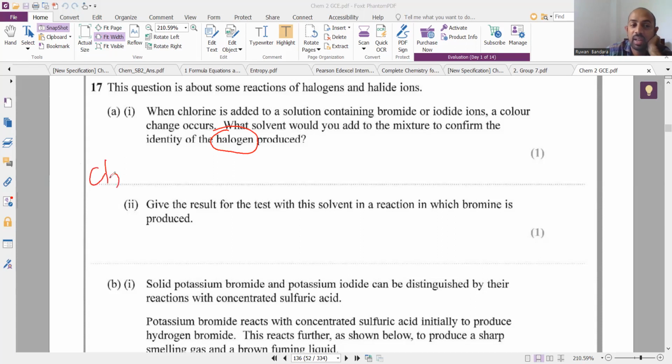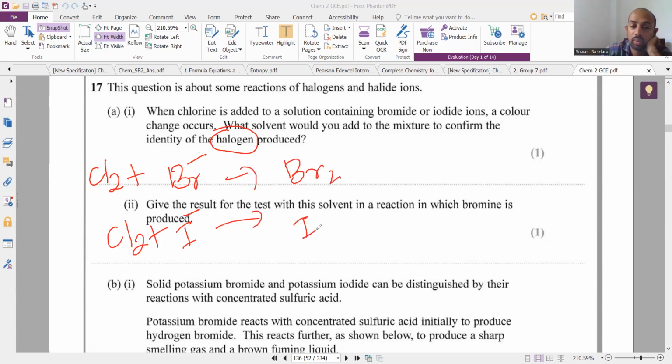You are adding Cl2 to a solution with Br minus or a solution with I minus. So it produces Br2 or I2. You can clearly see the color change if you add an organic liquid. We did this. Iodine will be purple in an organic solution. Therefore, any organic solvent, most probably carbon tetrachloride or hexane, is the answer.